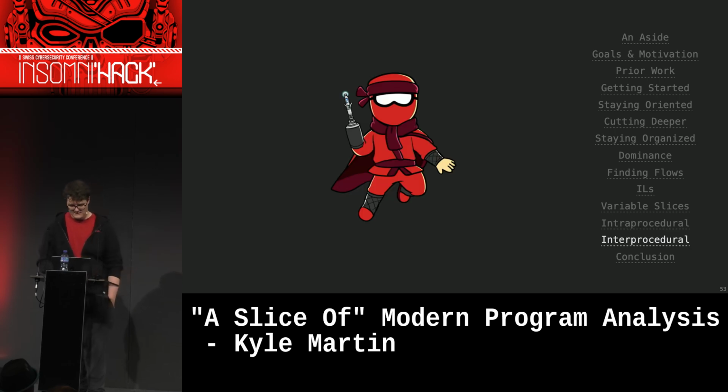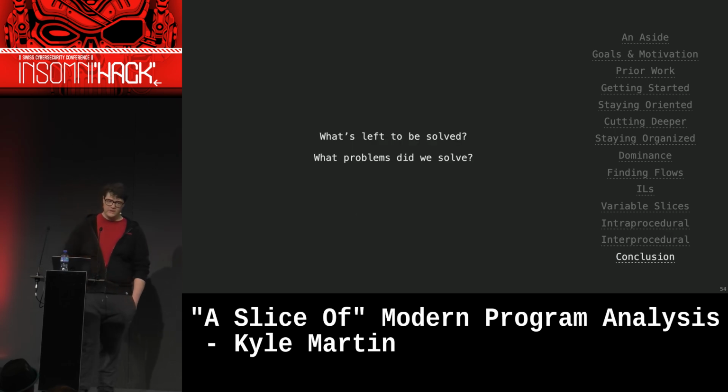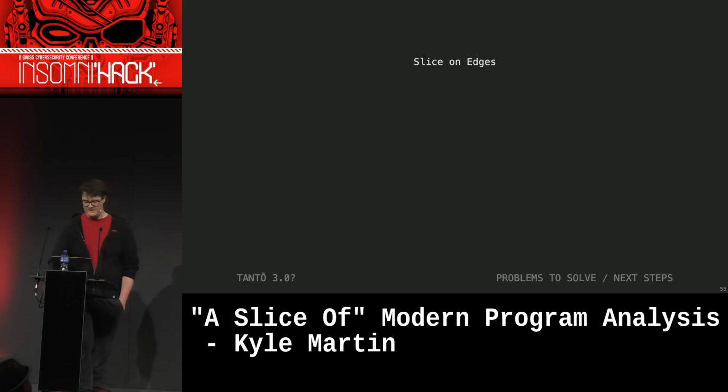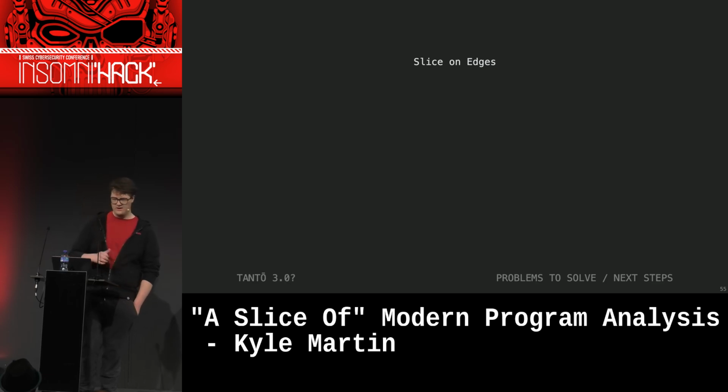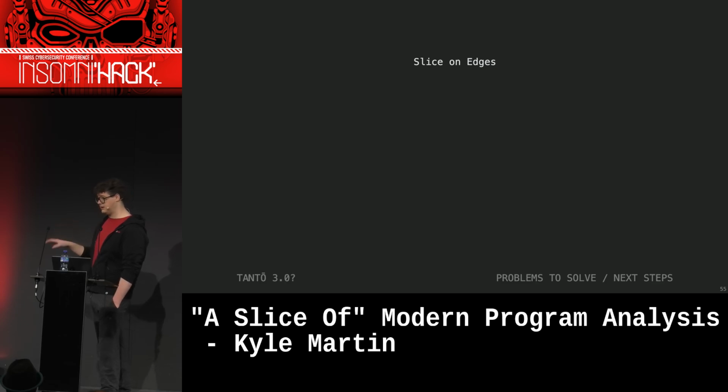All right. So we've solved a lot of problems, but there's still some to be solved. In particular, one of the first things people usually ask me is, can I include and exclude edges instead of just nodes? Currently, no. I need to add that. That'll enable certain slices that are currently impossible.